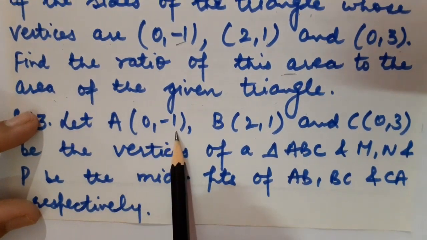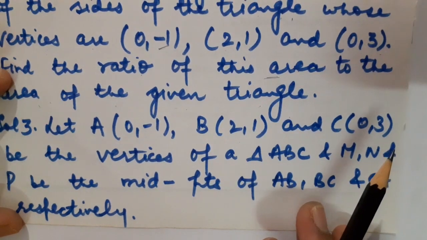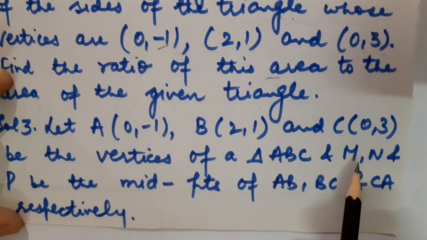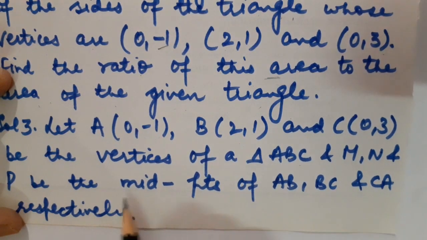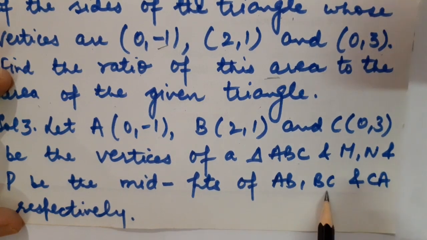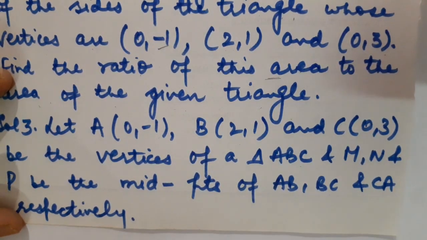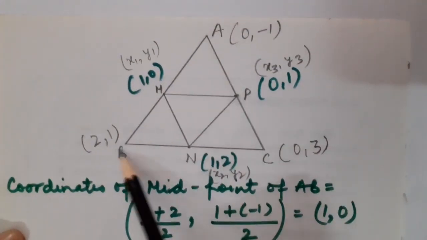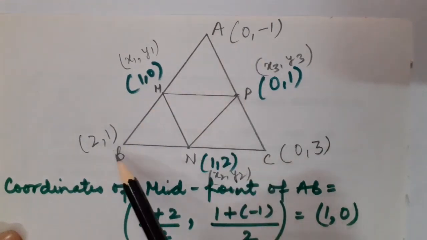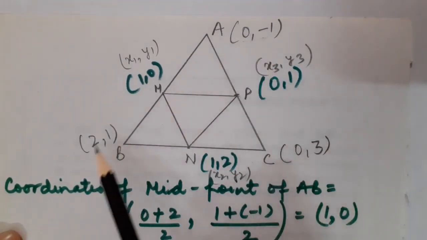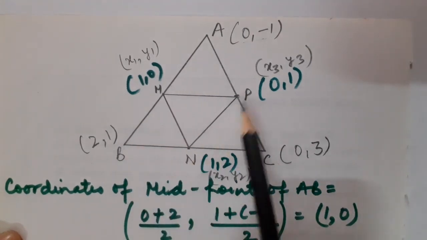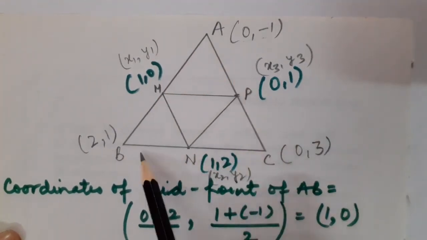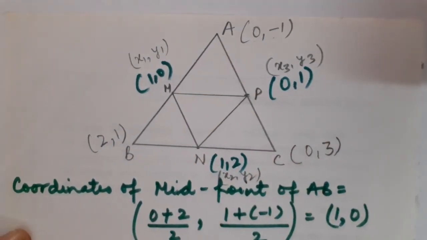Let A (0, minus 1), B (2, 1) and C (0, 3) be the vertices of the triangle ABC. Let M, N and P be the midpoints of the sides AB, BC and CA respectively. Fine, students? Now here is the diagram of this question. ABC is a triangle whose vertices are A, B, C and the coordinates are given. Now M, N and P, I have just assumed, are the midpoints of the sides of the triangle. So children, let us recall the formula of midpoint.